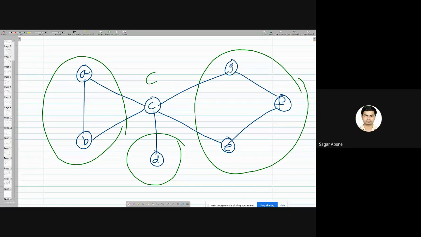Again, is there any other articulation point? Check. Tell me, is there any articulation point other than vertex C?